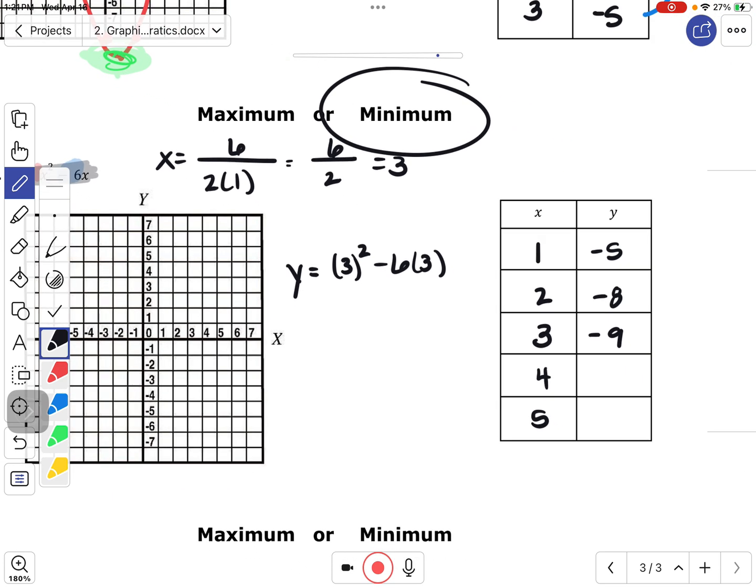Okay, we're going to do the rainbow. So I want those two. So that one's going to be a -5. And I want these two. So this is going to be a -8.